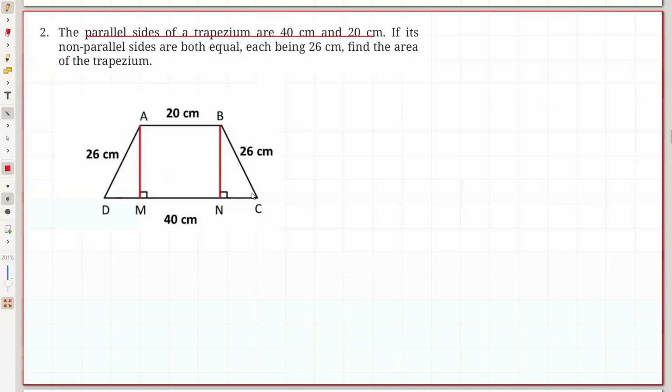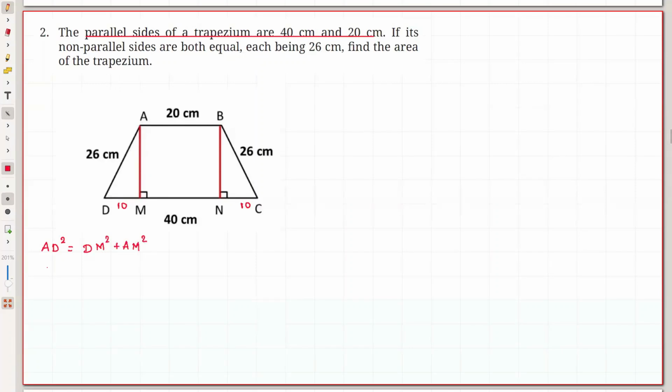How can we find it? The base is 40 and this is 20. Now this should be 10, correct? Then 10, 20, 10, so the total will be 40. Now this is 10 and this is 26. We can find AM using the Pythagoras property. AD square, the hypotenuse square, is equal to the sum of the other two sides square. So AD square is equal to DM square plus AM square.